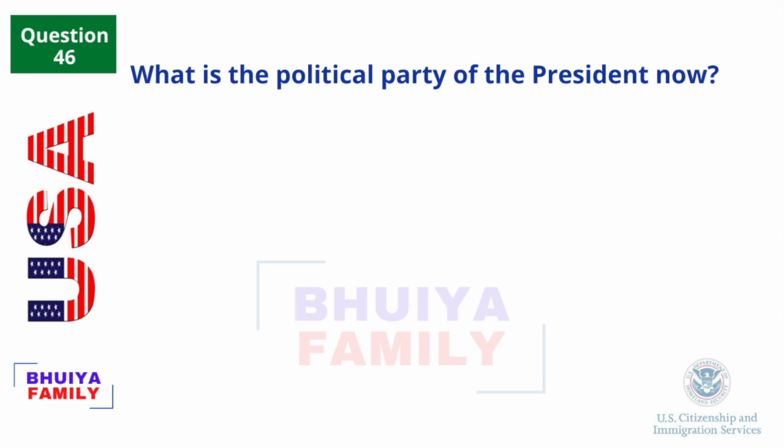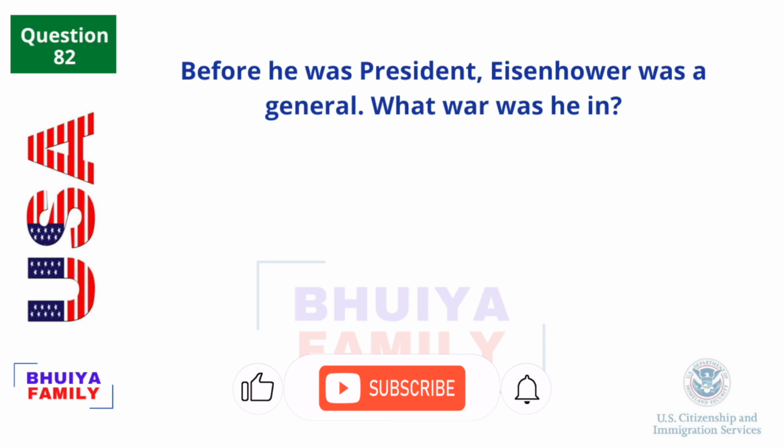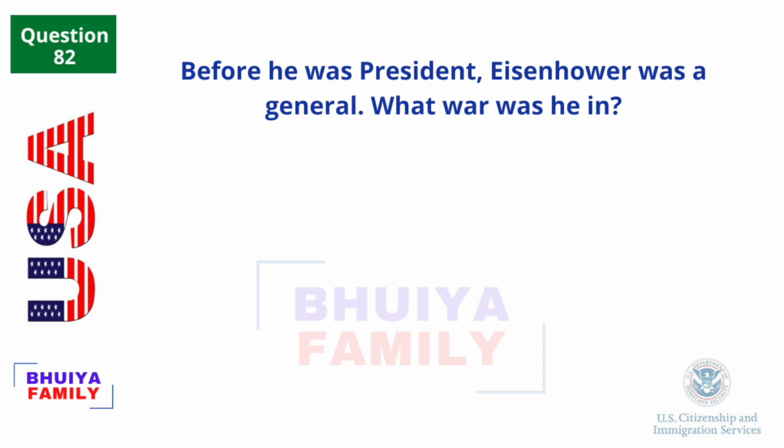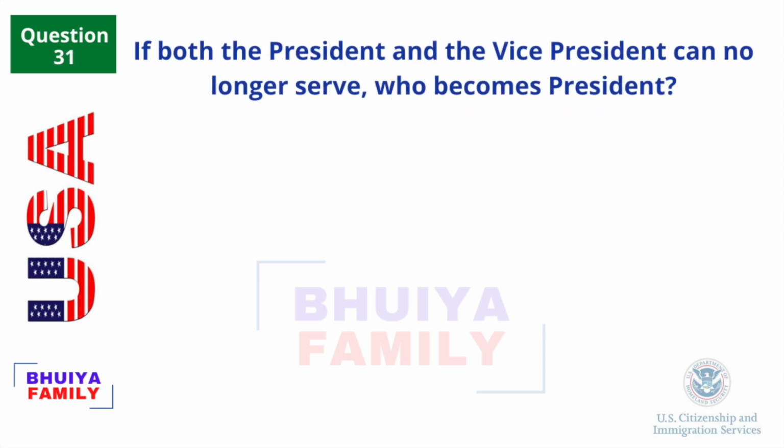What is the political party of the president now? Democratic Party. Before he was president, Eisenhower was a general. What war was he in? World War II. If both the president and the vice president can no longer serve, who becomes president? The Speaker of the House.